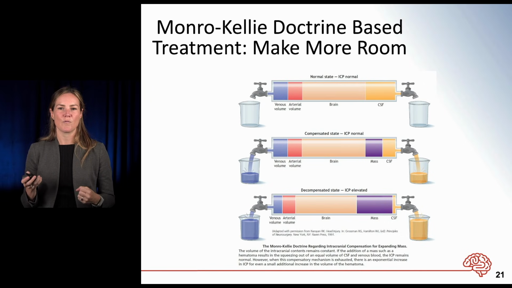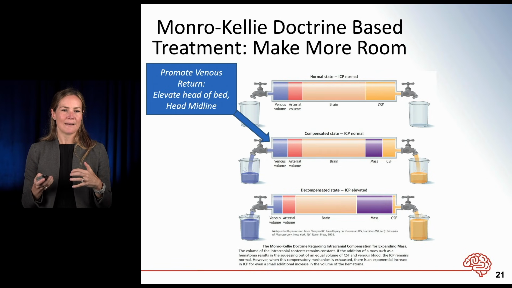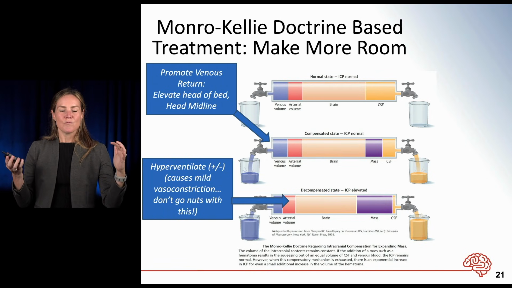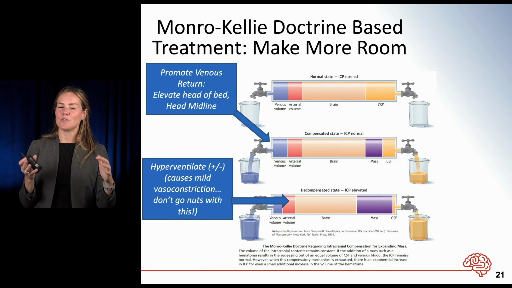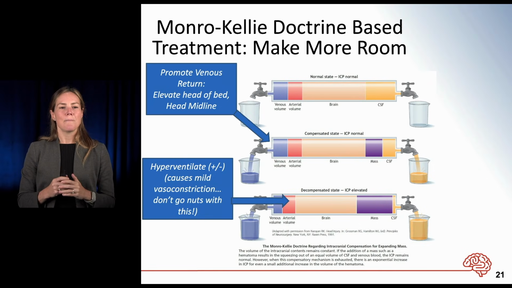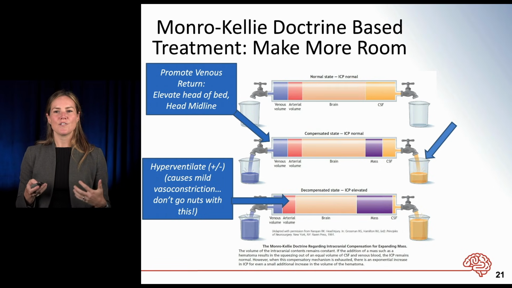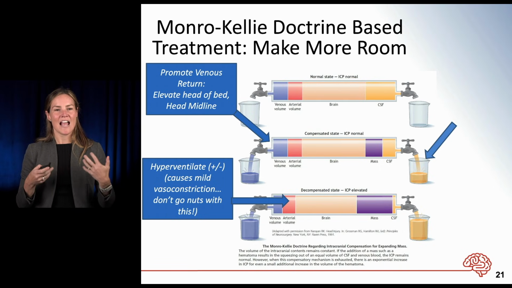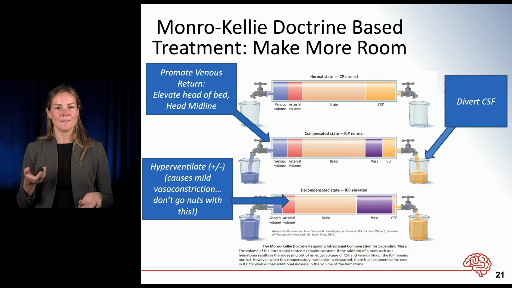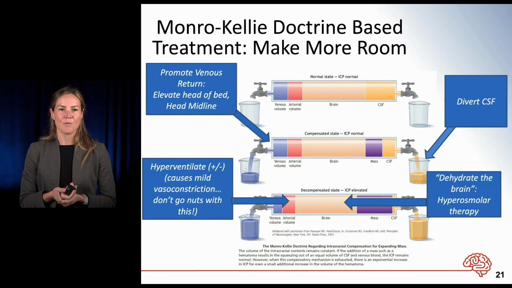So we want to make more room. Well, we can do that by promoting venous return, which is elevating the head of the bed, keeping the neck midline. We are going to try to not terribly reduce arterial blood volume, but maybe make sure that it's not too much by hyperventilation. And we'll talk a little bit more about how we do that. We are going to think about, do we need to divert CSF? Do we need something like an external ventricular drain to help us? Or can we dehydrate the brain through hyperosmolar therapy?